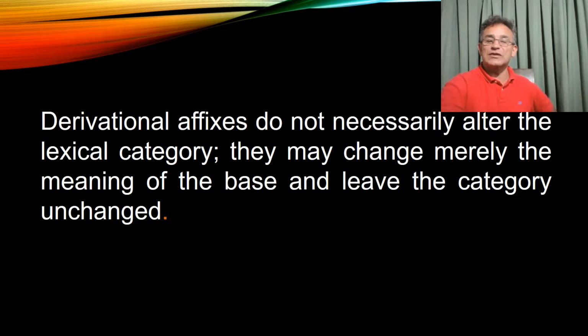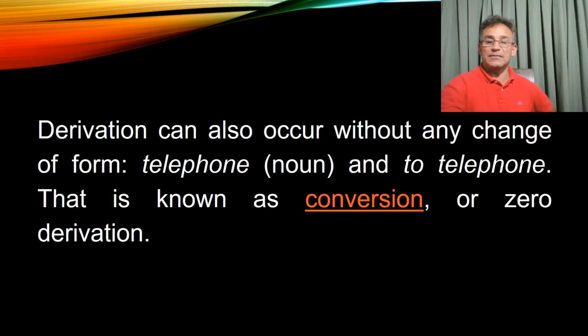Derivational affixes do not necessarily alter lexical category. They may change merely the meaning of the base and leave the category unchanged. For example, derivation can also occur without any change of form, like in telephone, that is a noun, and to telephone, that is known as conversion. This derivation is also called zero derivation.